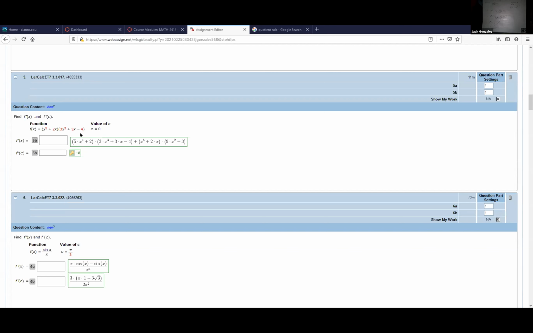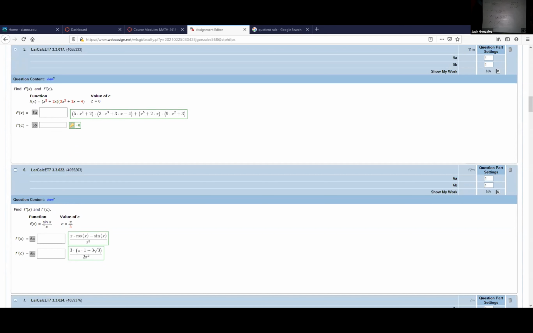Do you see what they're asking? Can you repeat that last bit? So all I want you to do is take the derivative using the product rule, which gets something like this, and then plug in 0, and you get this number. You plug in whatever C they're giving you. That's what you're going to do for number 5 and number 6. You find the derivative, and you plug in that number.